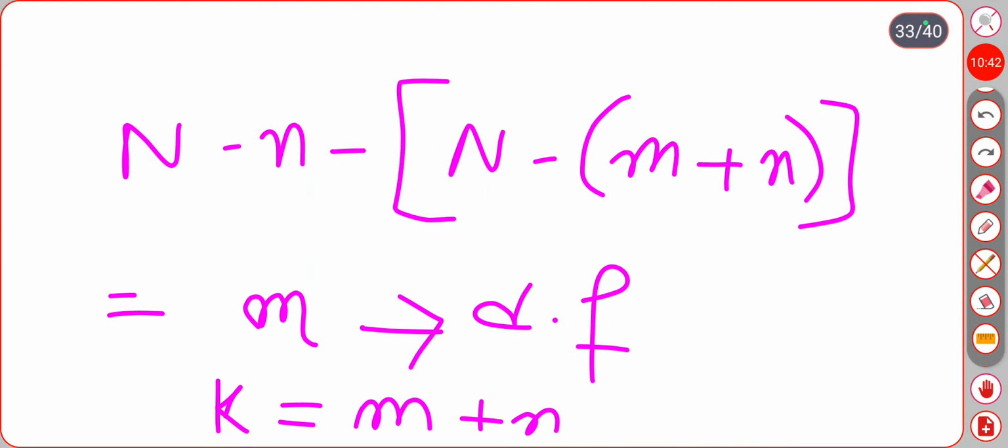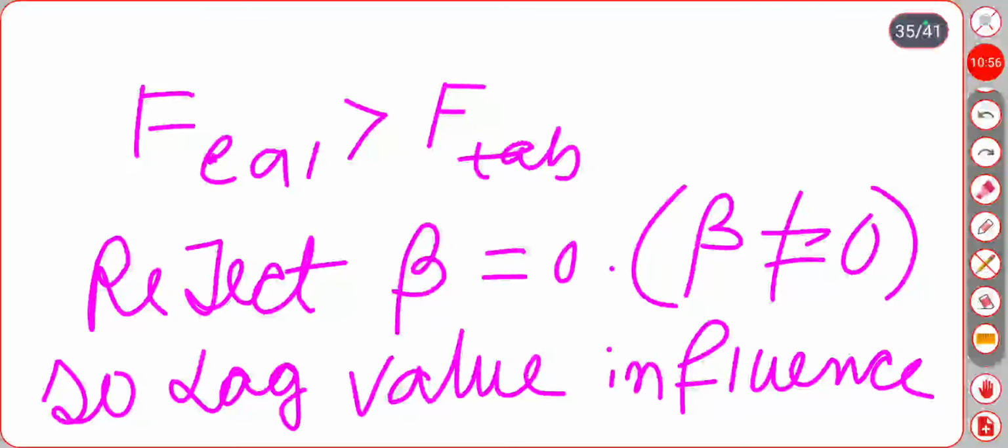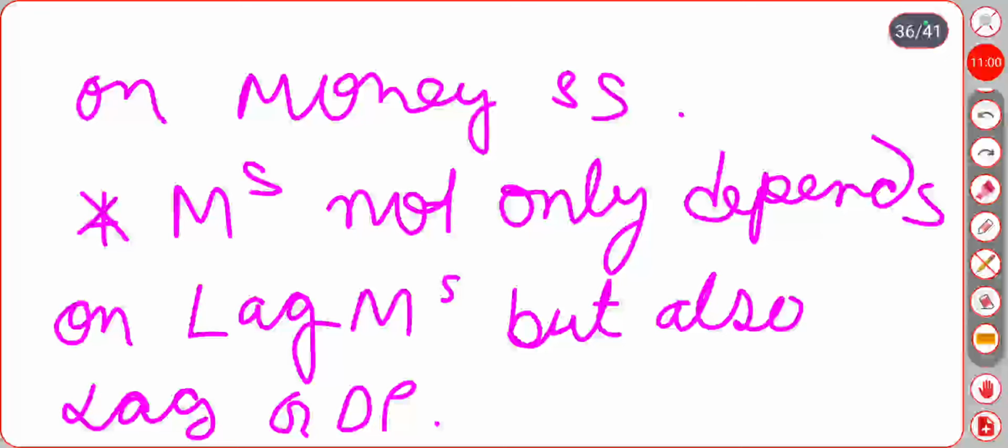And finally, how to get the m term. Here I mention the m degrees of freedom. I already mentioned the critical value and tabulated value here.